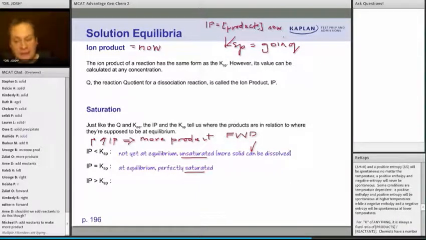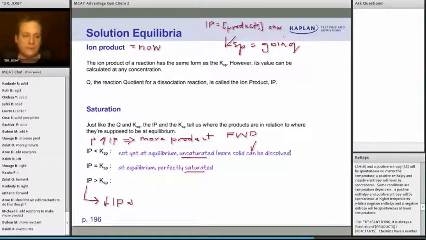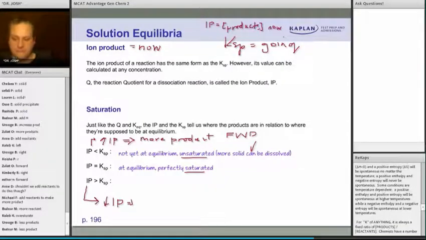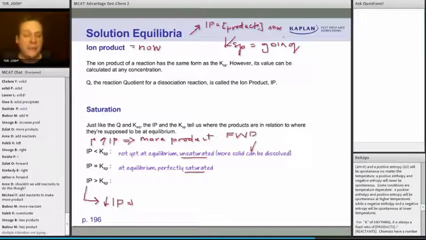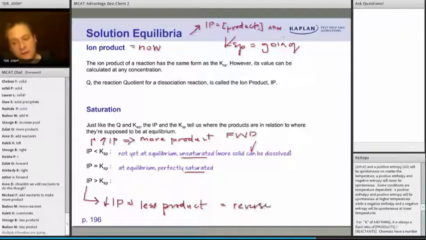Now, if the ion product equals KSP, it's at equilibrium. We call this perfectly saturated. If you add too much, though, how can you lower your ion product? How do you lower it? Notice your ion product and what it depends on. The ion product depends on only one thing. So what is the one thing we can affect? And there it is. Yeah, you just got to lower your product. So how do you lower your product?